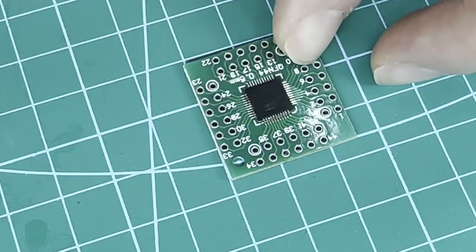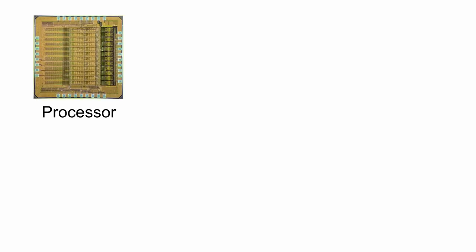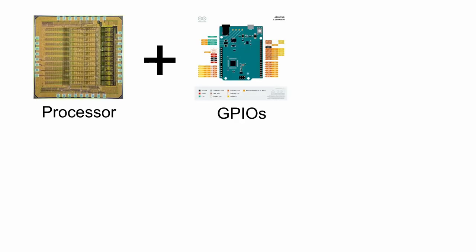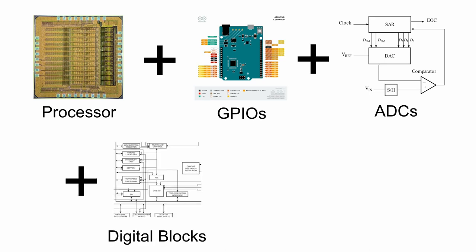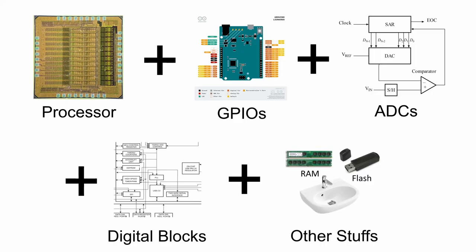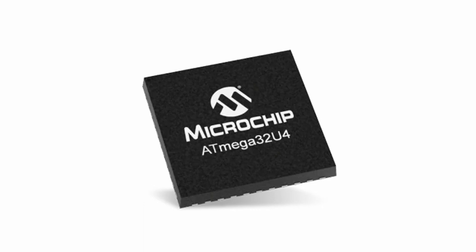Just like your mom. For those of you unfamiliar with these little guys, imagine an entire processor, plus general pins for inputs and outputs, plus a bunch of analog sensor readers, plus various digital communication circuit blocks. Okay, I need to take a break. Give me a second. Whew! Plus a whole bunch of other things, and put them together in a single chip package, and what you end up with is a huge pain in the ass.